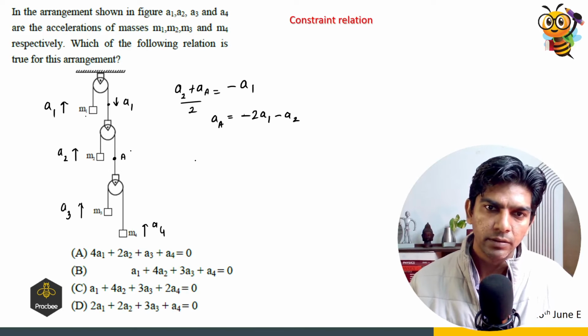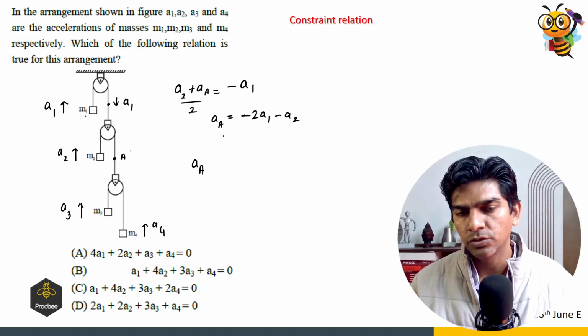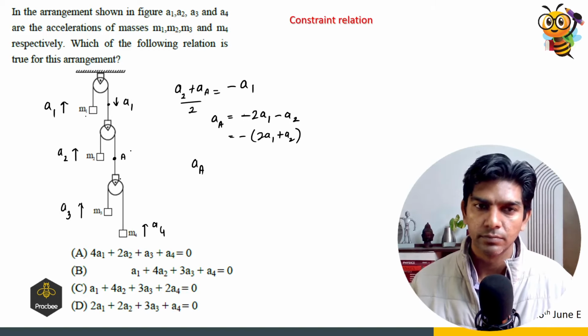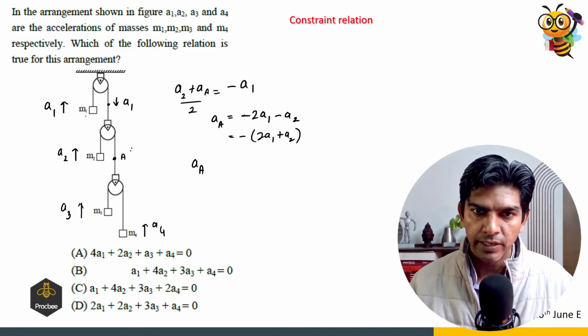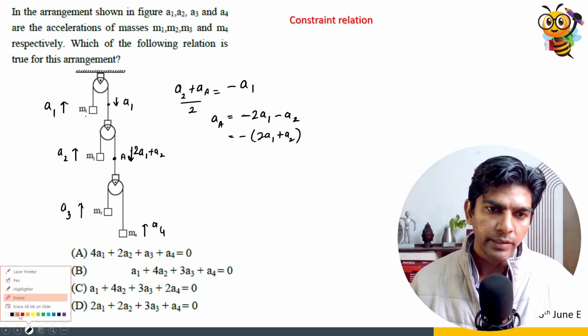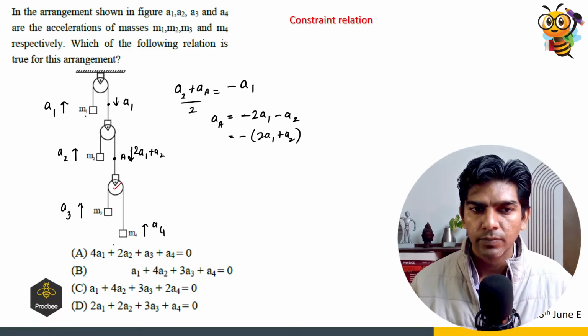So it will be acceleration of A, and we are getting acceleration of A as negative, right? It is minus of 2a1 plus a2. What does it mean? It means the point A is going in the downward direction. So it has an acceleration of 2a1 plus a2, right? Right. So let us again apply the pulley constraint for this pulley.